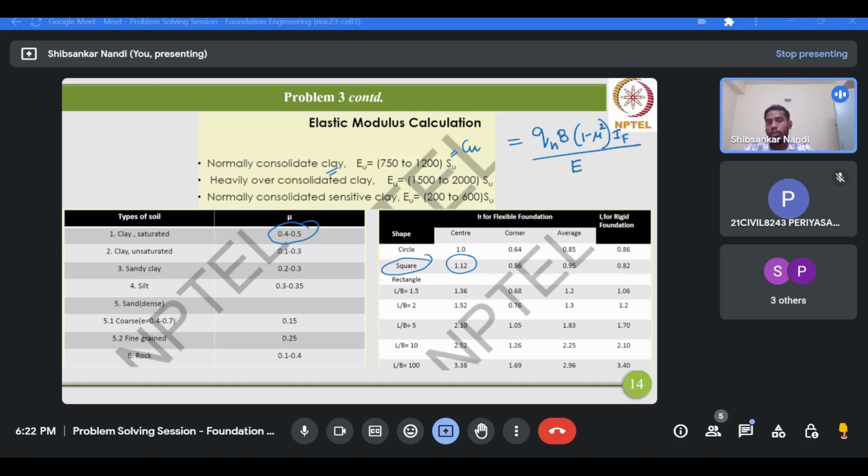What is the undrained cohesion? What is the Poisson's ratio? Something like that. In some cases, you can also get the elasticity modulus as well. Now you have to decide what kind of foundation it is, where to calculate the settlement, and what should be the corresponding influence factor for calculating the immediate or any type of settlement. Okay, so this is for the elastic settlement calculation part for a clay layer.